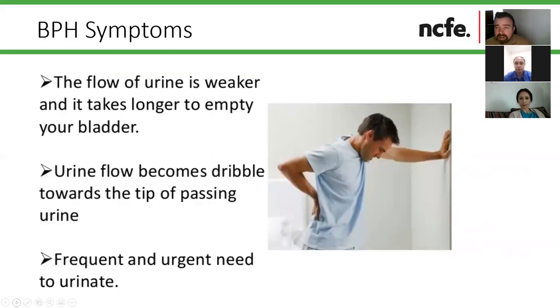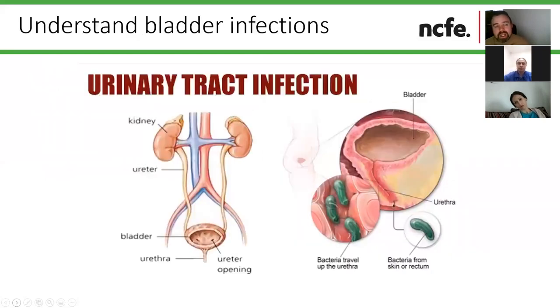Signs of an inflamed prostate as well are that the flow of the urine is weaker and it takes longer for them to pee, because obviously there's pressure on the bladder, so the stream just isn't quick. So if a man pees quickly, the prostate's normally fine. If it takes a long time to pee, it could indicate an over-large, inflamed prostate. Urine flow becomes dribbly towards the end, and there's frequent urging to urinate because they're not emptying their bladder all the time.